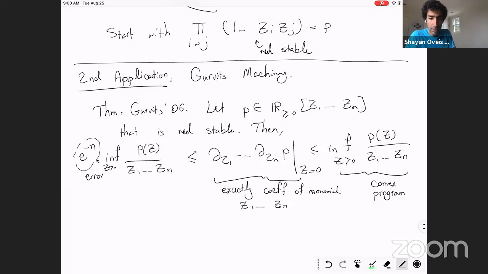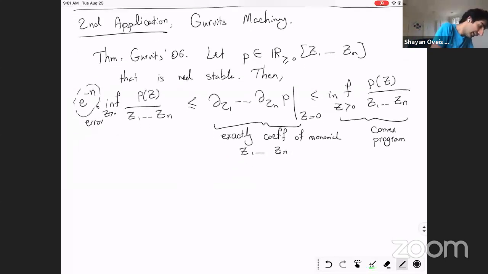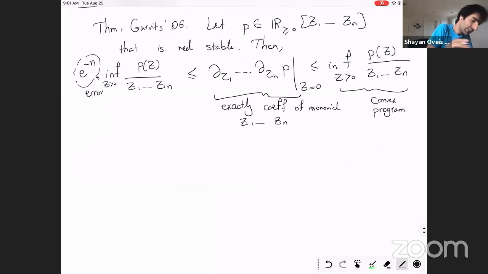Okay. Now you can say, okay, who cares? What are some applications of it? Why should I be interested in the coefficient of z1 up to zn for a real stable polynomial? It turns out that it's very important. So let me show you some. Here's what I'm planning to do. First, I'll show you some applications of this theorem, and then I'll sketch the proof of it. Okay. So application 1 is the permanent.